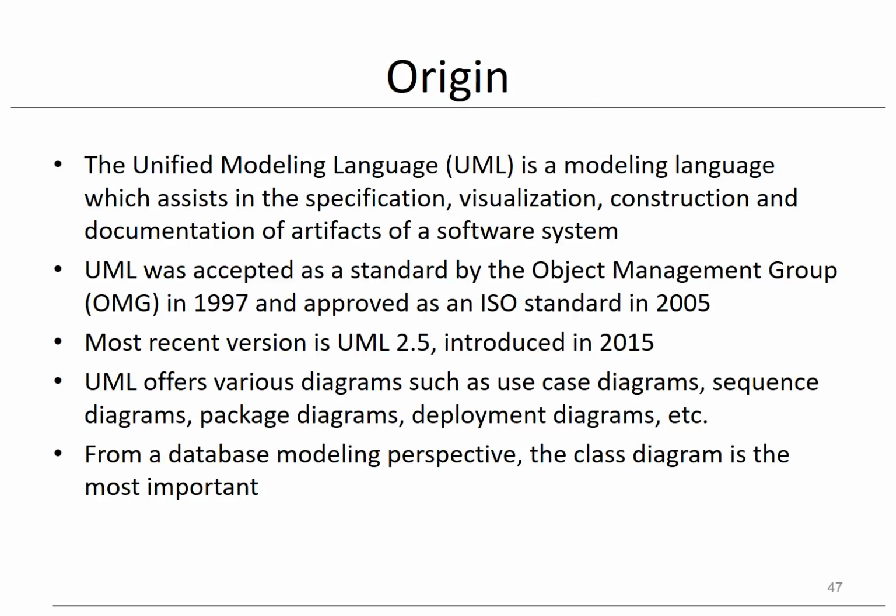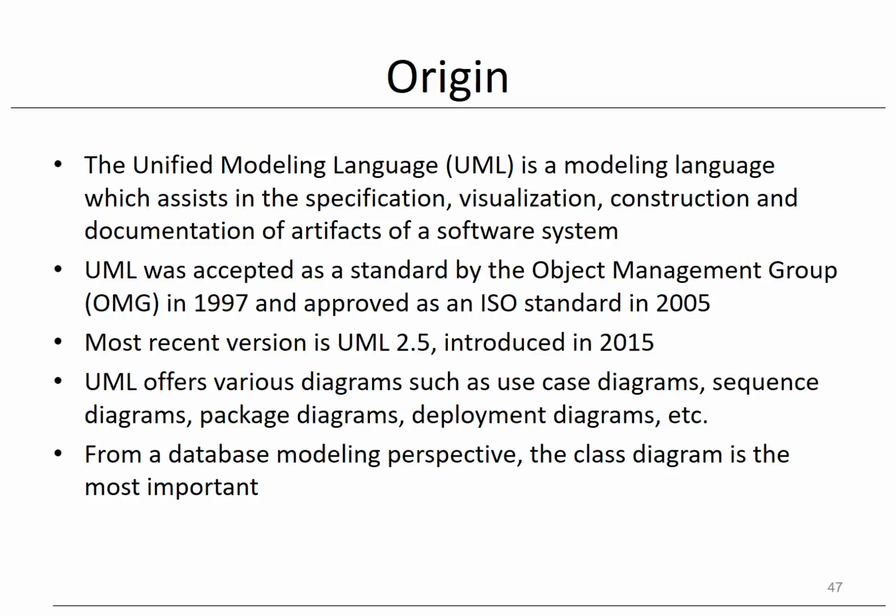The Unified Modeling Language, UML, is a modeling language which assists in the specification, visualization, construction, and documentation of artifacts of a software system. UML is essentially an OO system modeling notation, which not only focuses on data requirements, but also on behavioral modeling, process, and application architecture. It was accepted as a standard by the Object Management Group, OMG, in 1997 and approved as an ISO standard in 2005. The most recent version is UML 2.5, introduced in 2015.